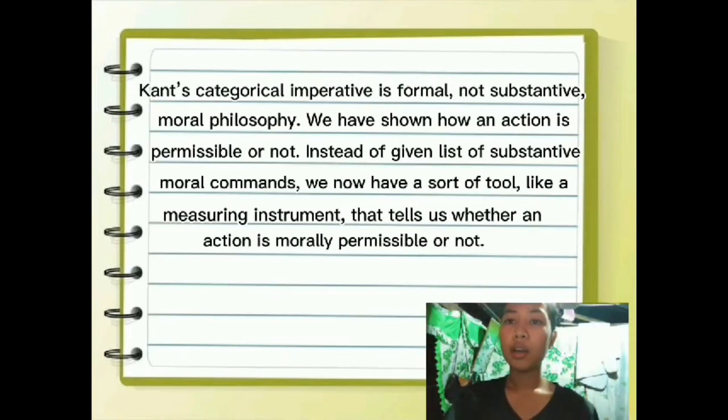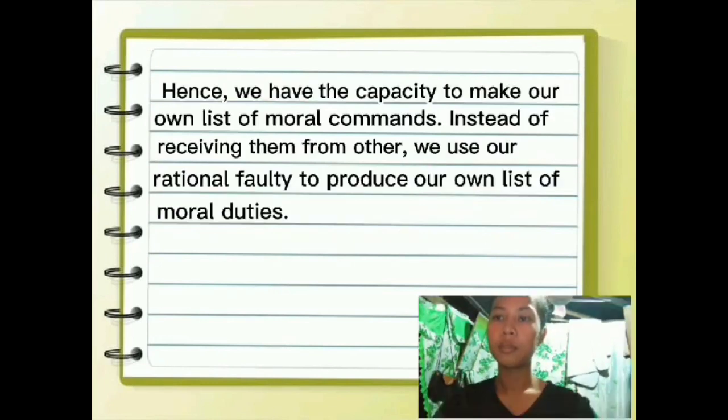When we say categorical imperatives, they are commands or moral laws all persons must follow regardless of their desires or extenuating circumstances. Hence, we have the capacity to make our own list of moral commands. Instead of receiving them from others, we use our rational faculty to produce our own list of moral duties. It means it is a rule that tells us what rules to follow.